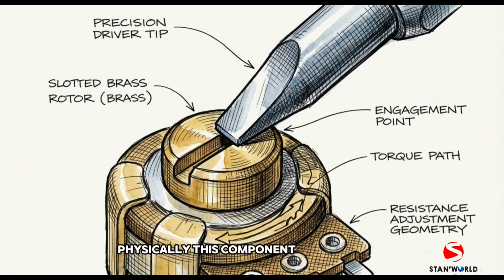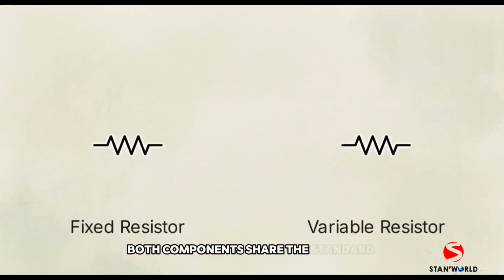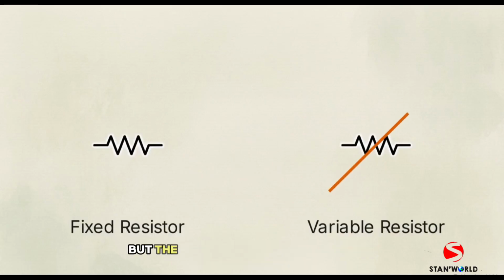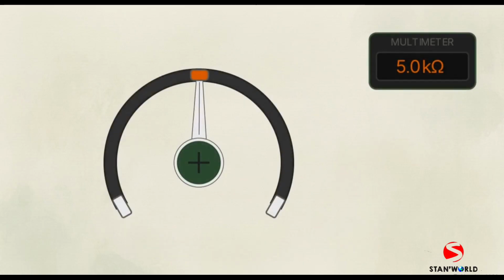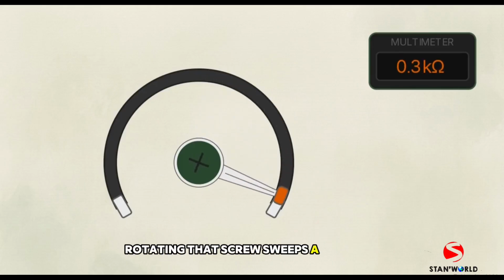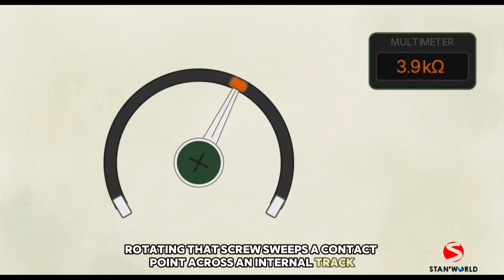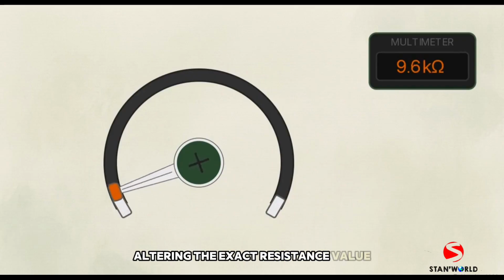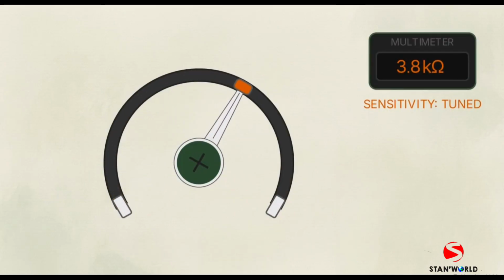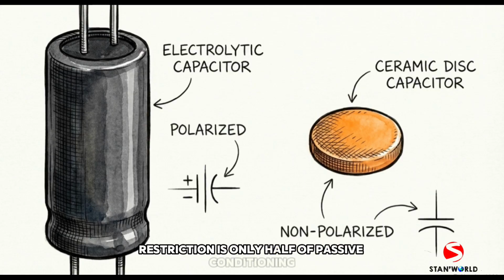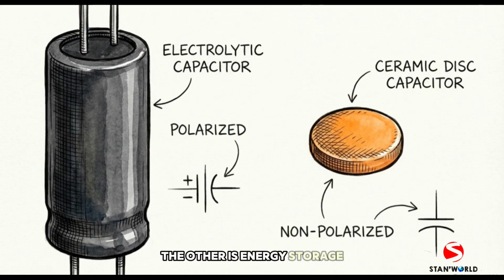Physically, this component houses a tiny adjustable rotary screw. Both components share the standard jagged line symbol, but the variable resistor includes an intersecting arrow marking it adjustable. Rotating that screw sweeps a contact point across an internal track, altering the exact resistance value. This actively tunes the sensitivity of a live circuit. Restriction is only half of passive conditioning. The other is energy storage.